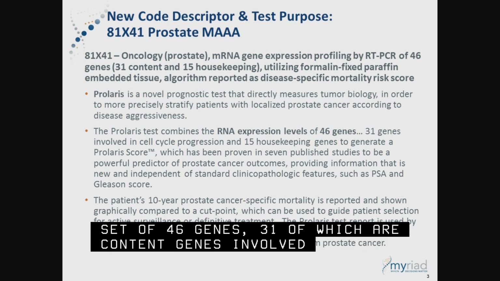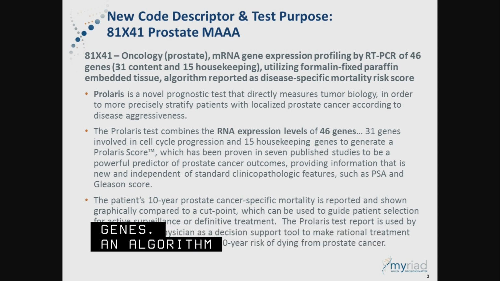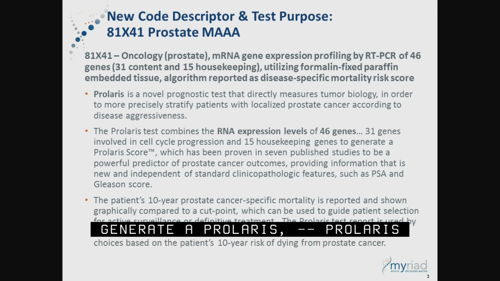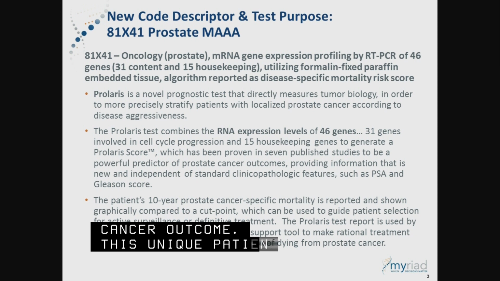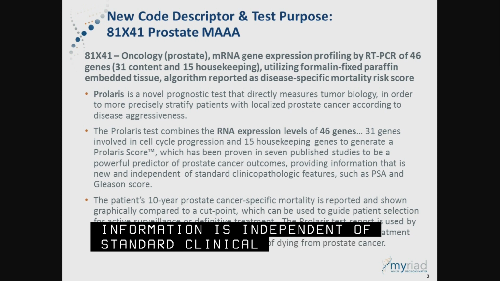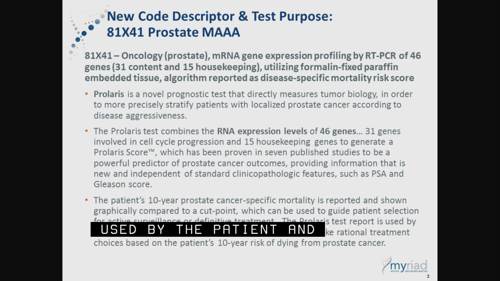An algorithm is applied to generate a Polaris score, which has been proven in multiple published studies to be a predictor of prostate cancer outcomes. This unique patient-specific information is independent of standard clinical pathologic features such as PSA and Gleason score. And the personalized information in the test report is used by the patient and physician to make more precise treatment choices based on the patient's 10-year risk of dying from prostate cancer.